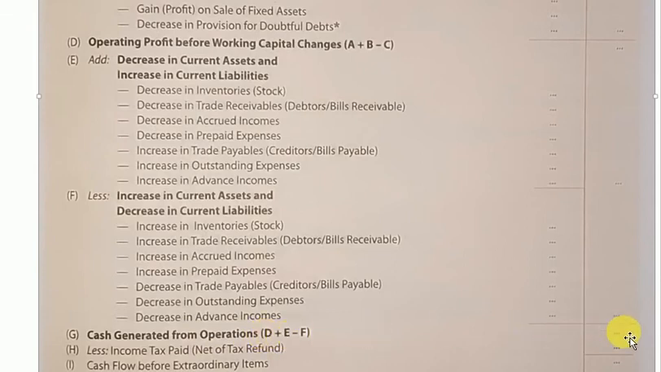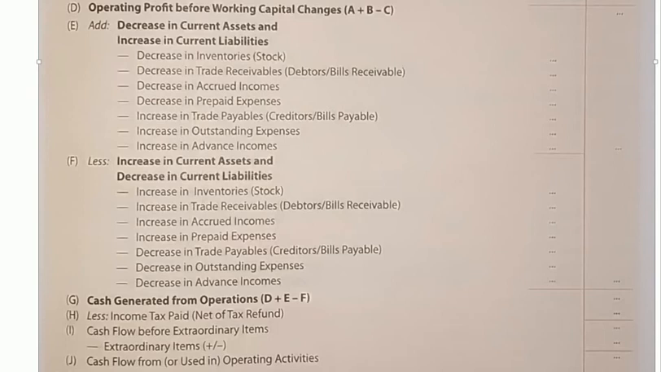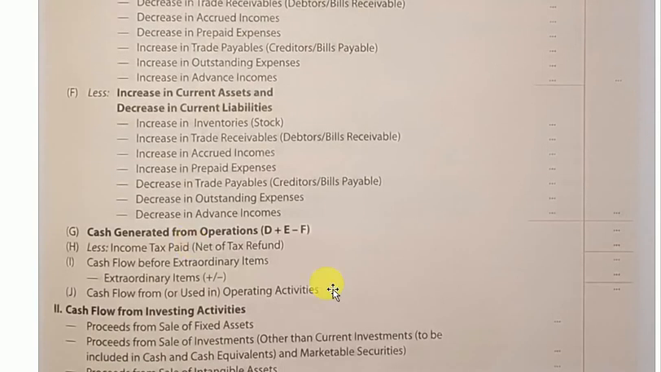This is called cash generated from operations. I repeat, this is called cash generated from operations. This is actually, in most of the questions, your final answer of operating activity. You will write it as cash generated from operation only when you have an item like tax paid given in your question. Otherwise, this itself becomes cash flow from operating activity.